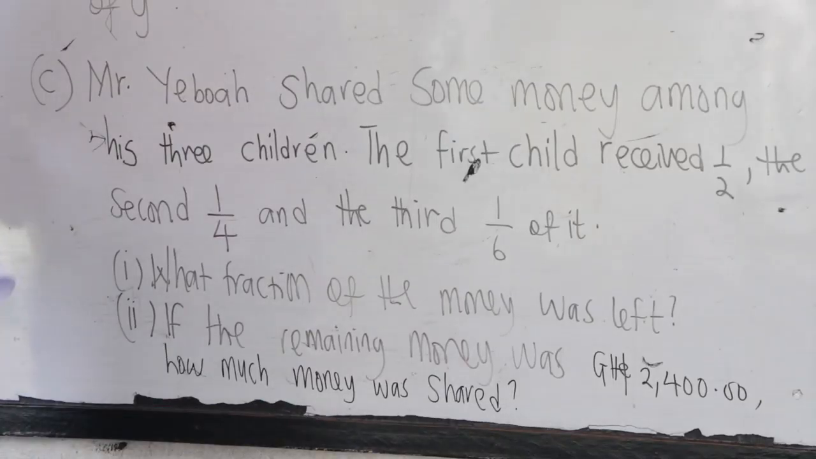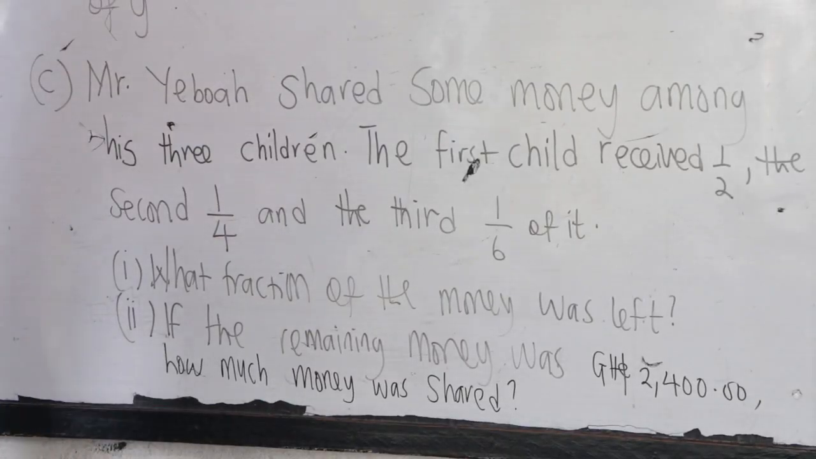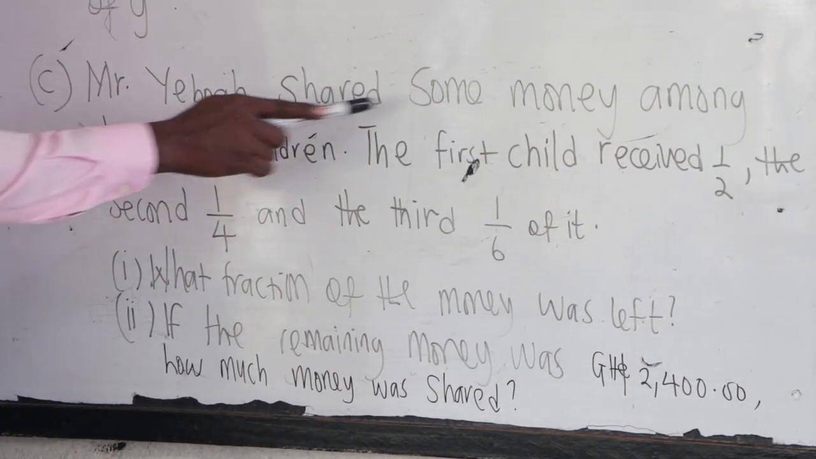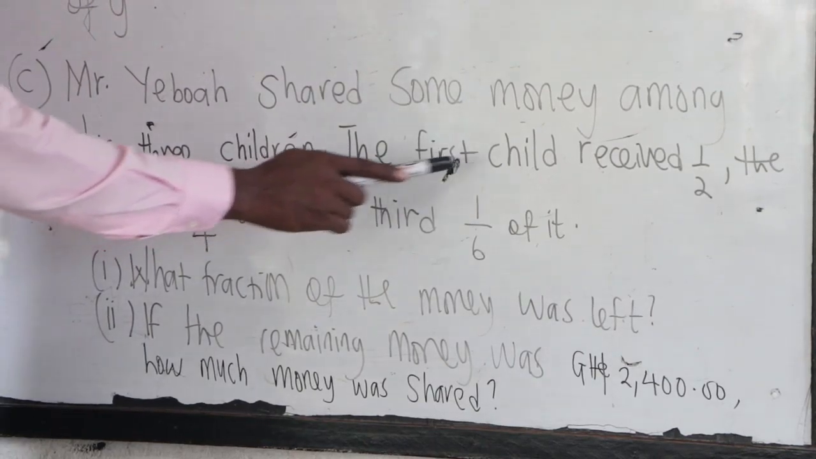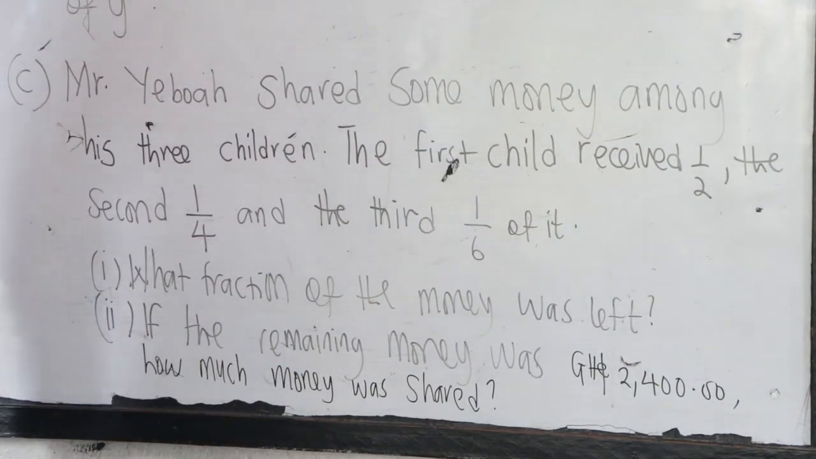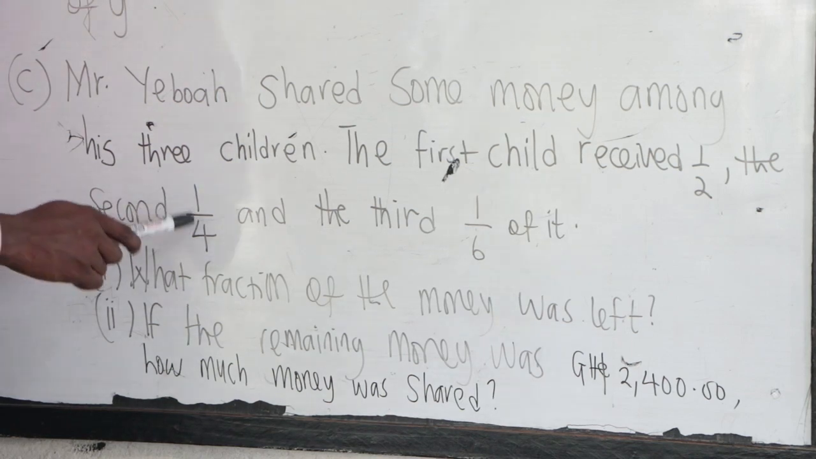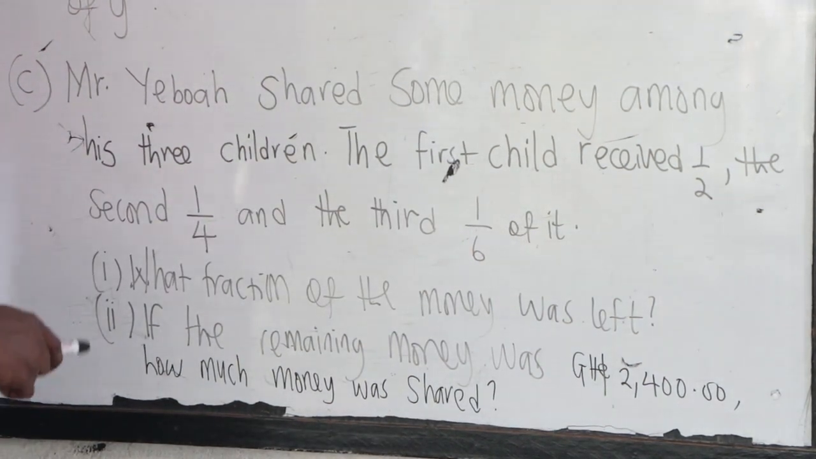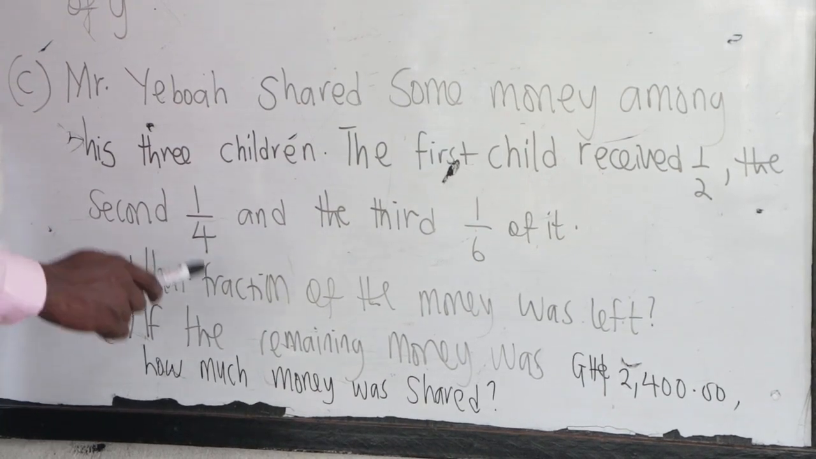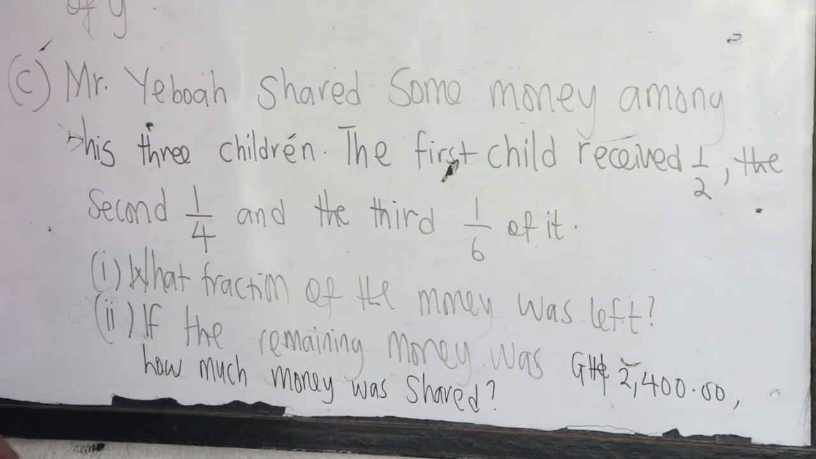Okay, now let's see the C. That is BECE 2020, February. Mr. Yabua shared some money among his 3 children. The first child received 1/2, the second 1/4, and the third 1/6 of it. Now, the first question says, what fraction of the money was shared?